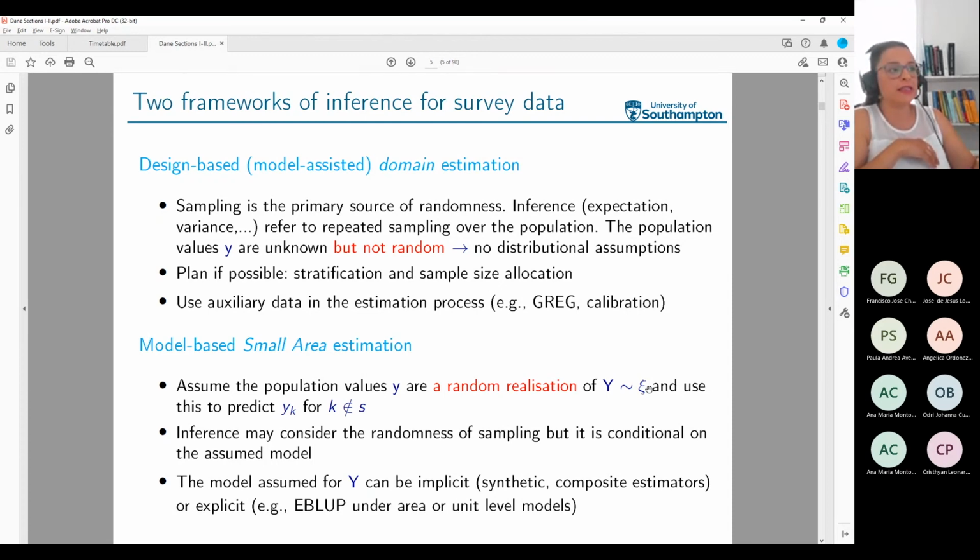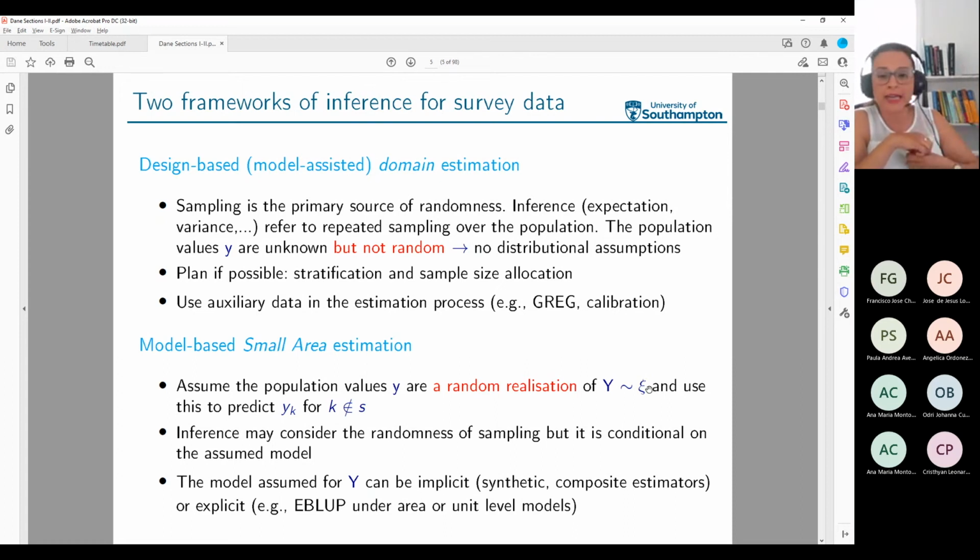The inference in this case may consider the randomness of the sampling design. But even if it doesn't consider the randomness of the sampling design, often it does. So you have a two-stage thing where you have a superpopulation model, that's one source of randomness, and then you have the sampling, that's the second source of randomness, and then you use inference that involves both things. Or you can use only the first one, only the superpopulation one. But whichever you decide to use, inference is conditional on the model that you're assuming.